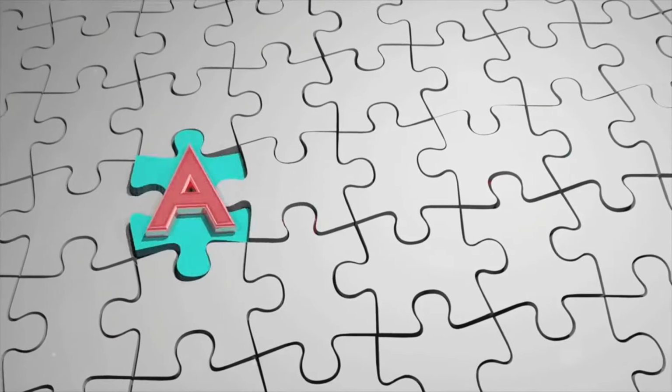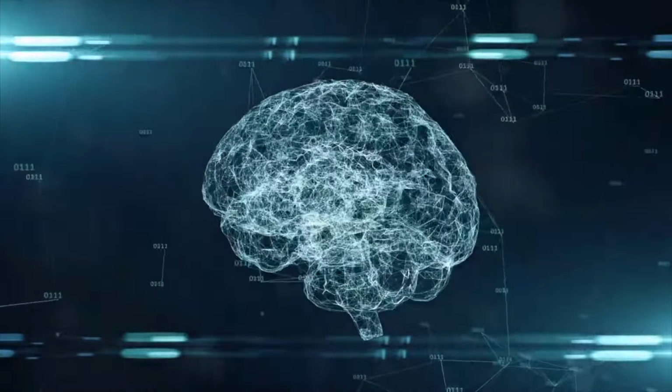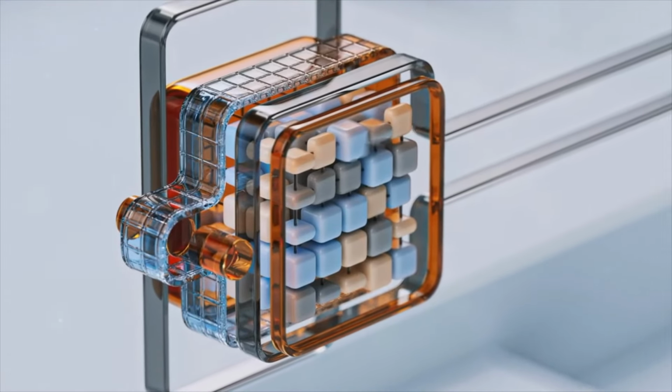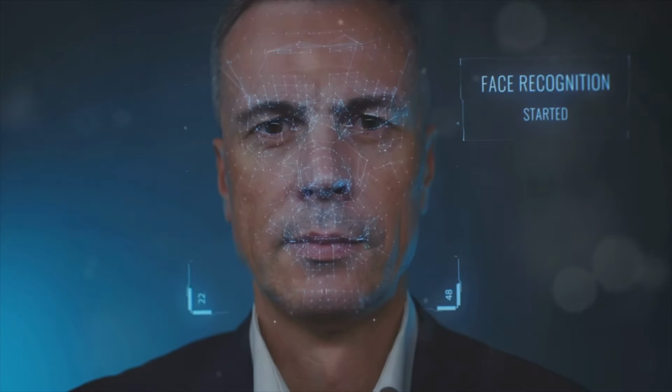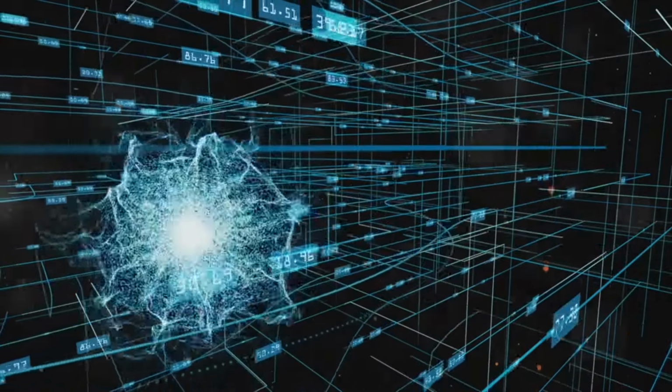We want them to solve problems, just like we do. AI systems learn from huge amounts of data. They use this data to identify patterns. Then, they use these patterns to make predictions. For example, an AI system can learn to recognize faces in photos, or it can learn to translate languages.